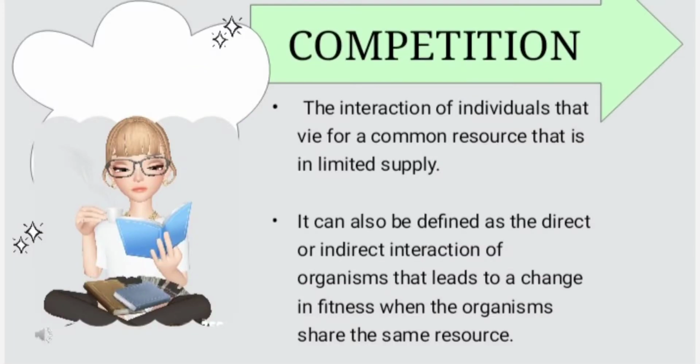The first type of interaction is competition. Competition is defined as the interaction of individuals that vie for a common resource that is in limited supply. It can also be defined as the direct or indirect interaction of organisms that leads to a change in fitness when the organisms share the same resource. An example of this is when two organisms are fighting for food and in order to survive in a specific area where they live.